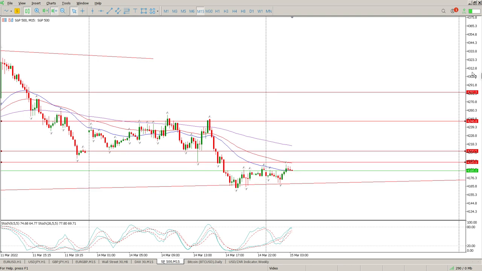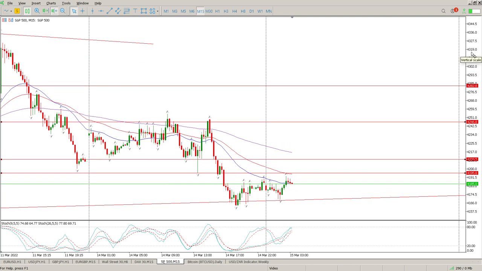So the trend is down, you're looking for shorts, but you want to be shorting off a level of resistance, not at the bottom of the move like it is now.